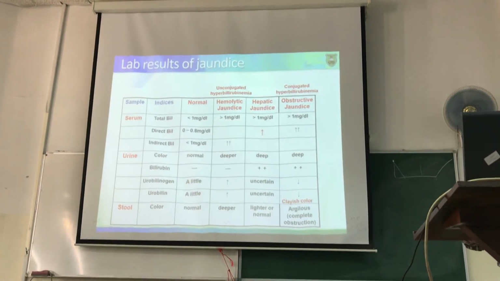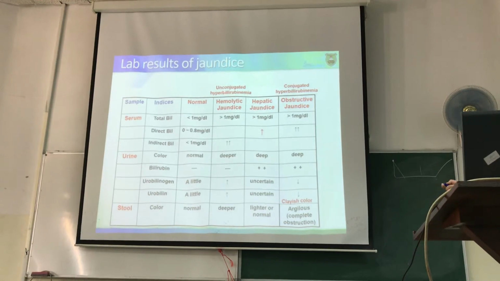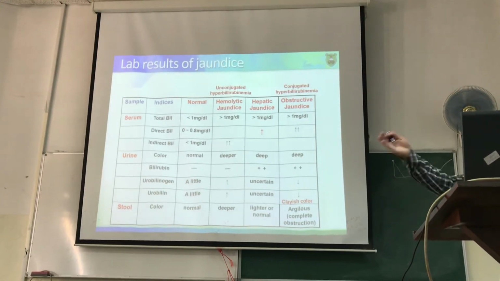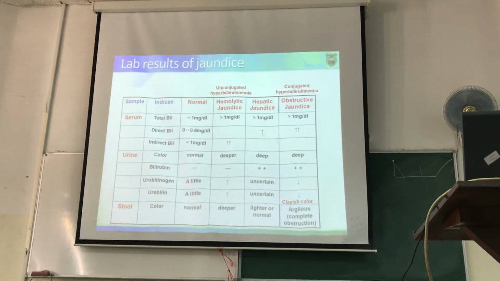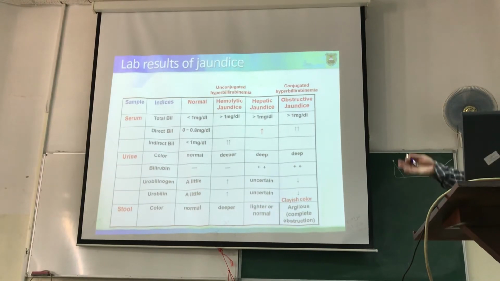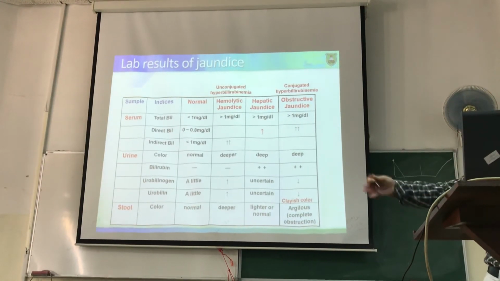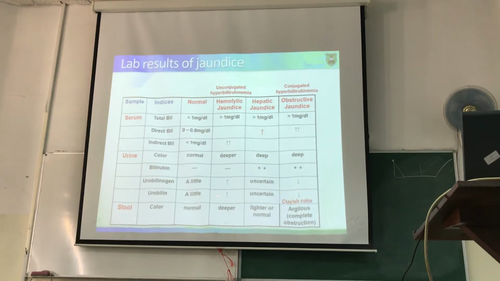bilirubin itself, the unconjugated bilirubin in blood. There's a lot of bilirubin in blood. If you look at urine, it would look deep in color because there is a lot of urobilinogen that goes into the urine, and stool would look deep in color as well. There is an increase in urobilinogen, makes sense. There's a lot of conjugated bilirubin that is converted to urobilinogen, and there is a lot of urobilin as well. It makes sense.